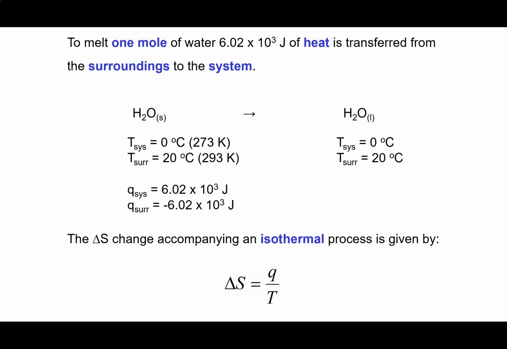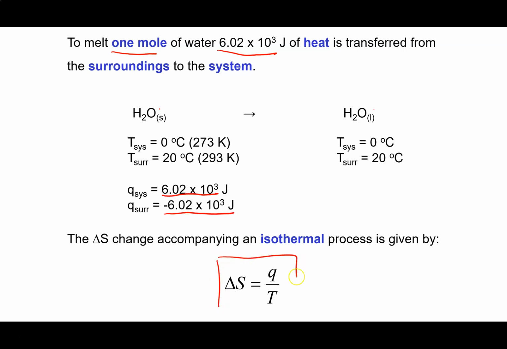Okay, so we know that to melt 1 mole of water requires 6.02 by 10 to the 3 joules of heat. So that heat is going to get transferred from the surroundings. In this process of going from ice to liquid water, the system will gain 6.02 by 10 to the 3 joules of heat, and the surroundings will lose 6.02 by 10 to the 3 joules of heat.